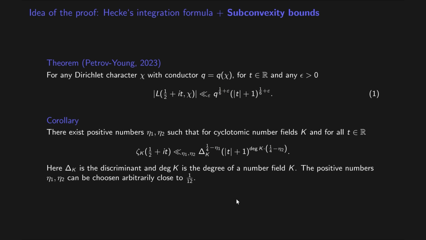And so, yeah, here it's somewhat important for us that in this subconvexity bound, the exponent is actually 1/6. This is what makes things work for us.